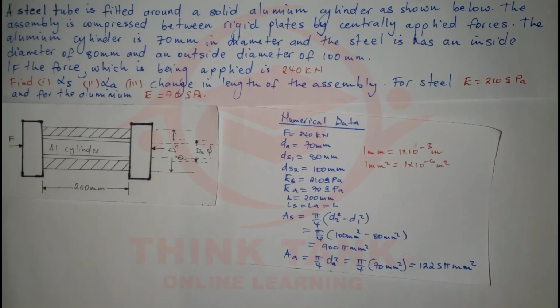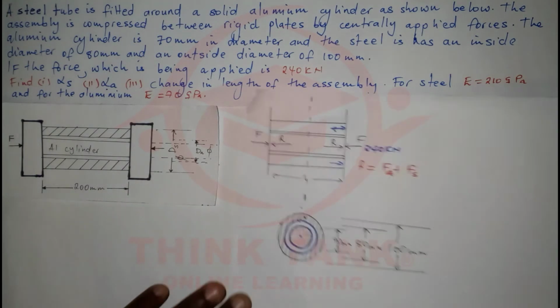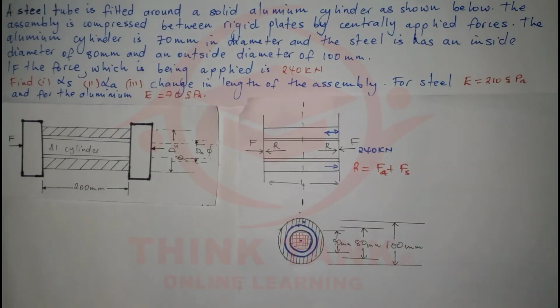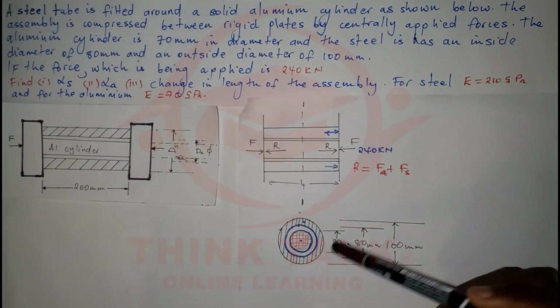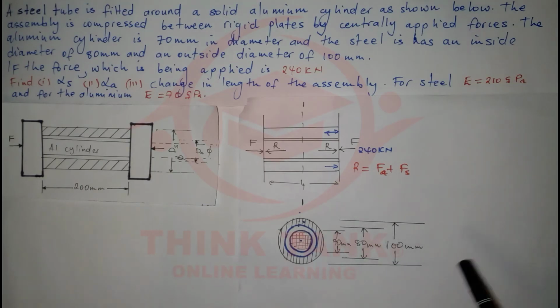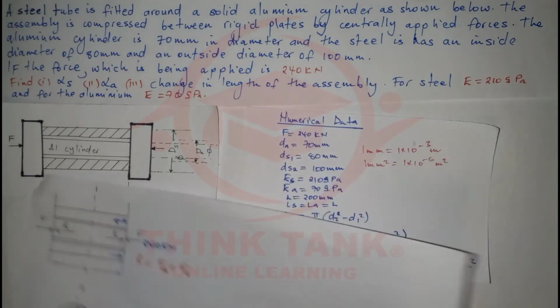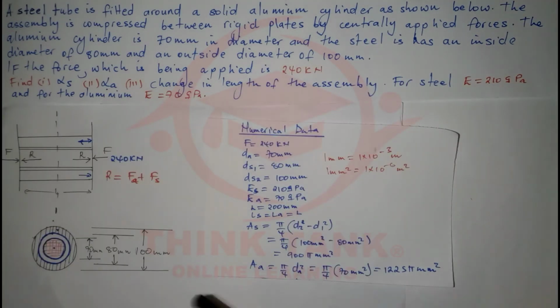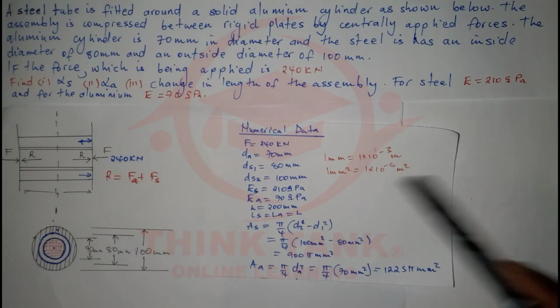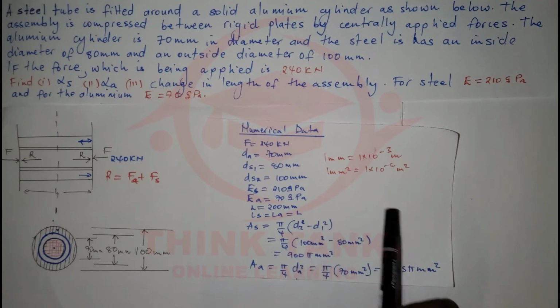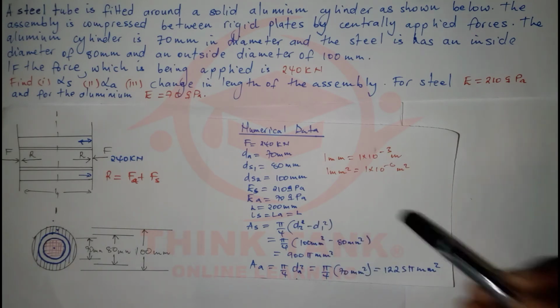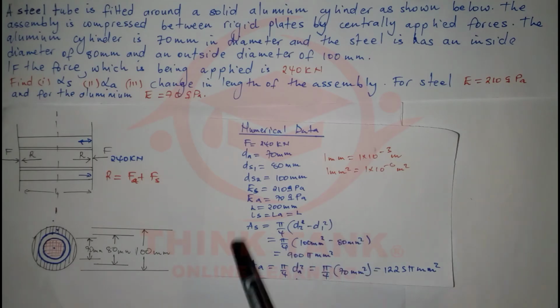If you look at the cross section diagram, we're going to see that we have the inner diameter, which is the diameter of the aluminium, 70 millimeters, and also we have a thickness or area of the steel. So I've calculated the areas. The area of the aluminium, because it's just the core, is pi radius squared. In this case, I've used the diameter, that's why I've divided by 4 and squared it. To calculate the area of the steel, I've subtracted the inner diameter squared from the outside diameter squared. And after that, I've calculated the area.